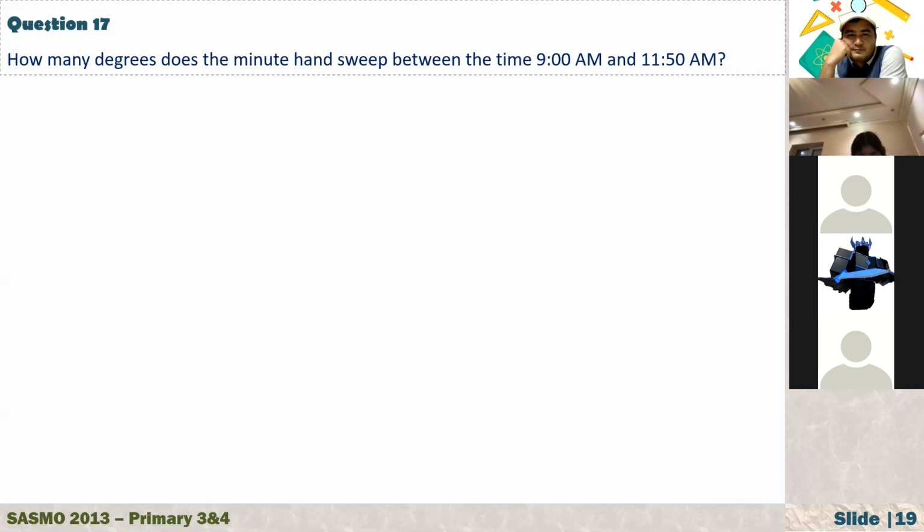Okay, how many degrees does the minute hand sweep between the time 9 a.m. and 11 a.m.? What does the minute hand sweep mean? I didn't understand that. We have a clock, right? We have a minute hand and the hour hand. The short one is the hour hand, and the long one is the minute hand. But here it says, how many degrees does the minute hand sweep between 9 a.m. and 11:50 a.m.